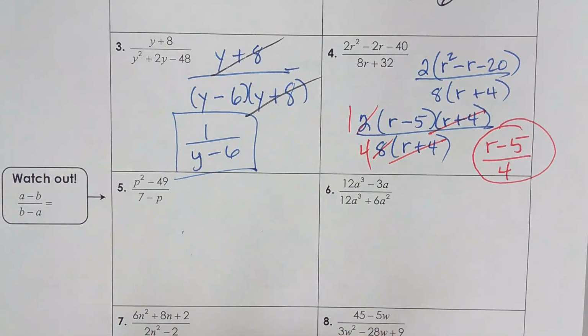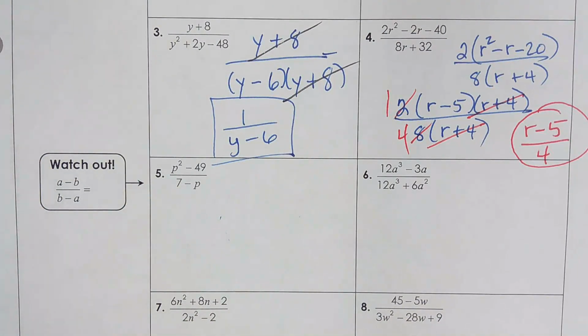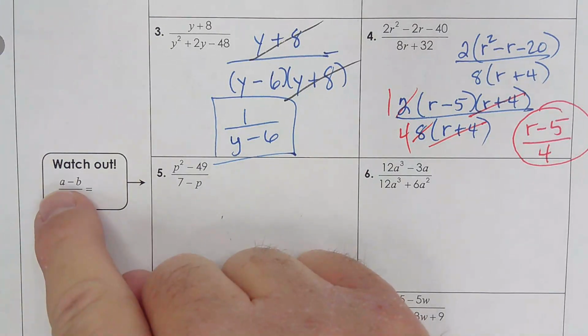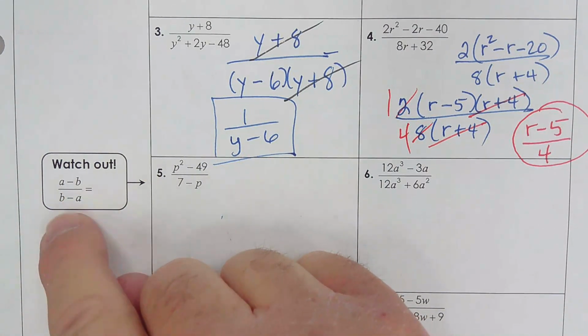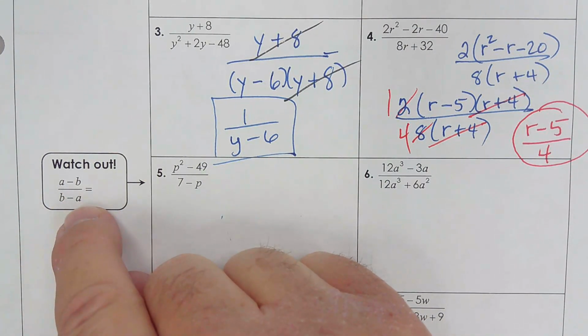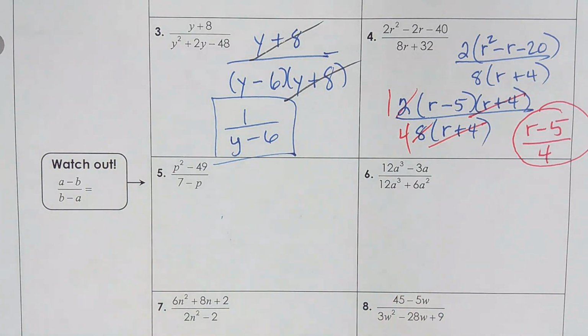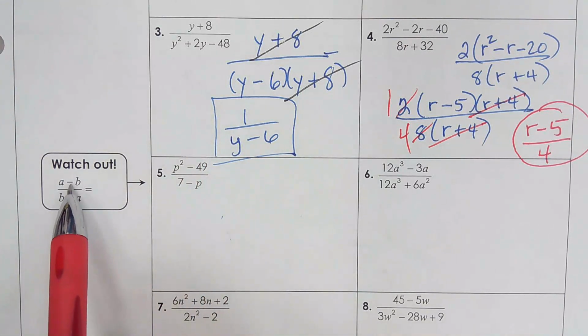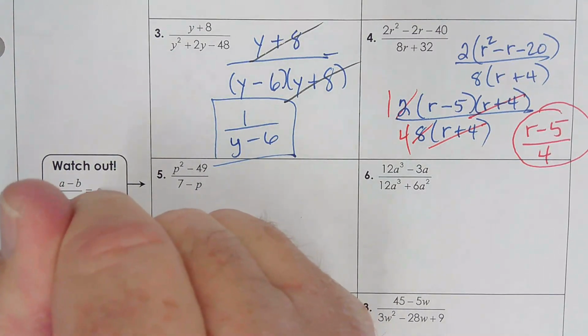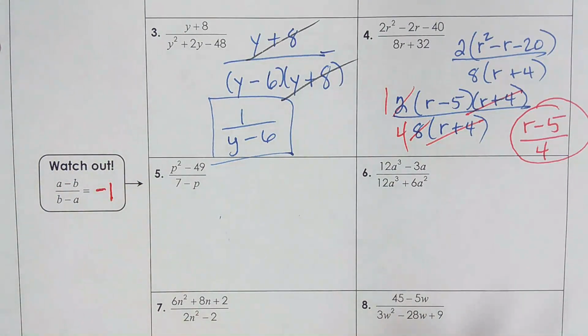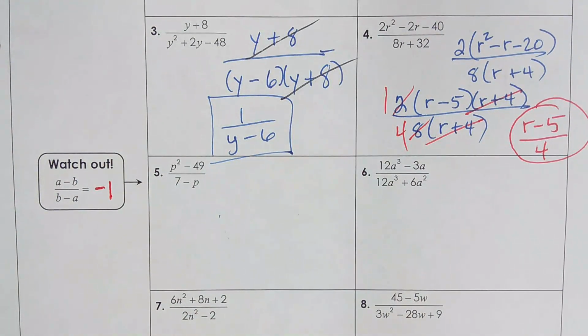In number 5, you see something that's going to help us quite a bit. There's a little pattern that comes into play. See, a minus b is not the same as b minus a. Think about it. They're not the same. But this works out kind of cool. If you ever get a subtraction that's a reverse subtraction on the other side of the fraction bar, believe it or not, they all will equal -1.